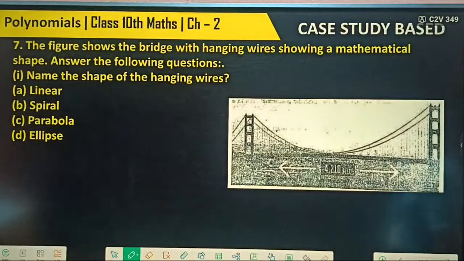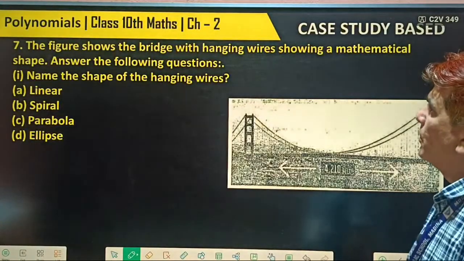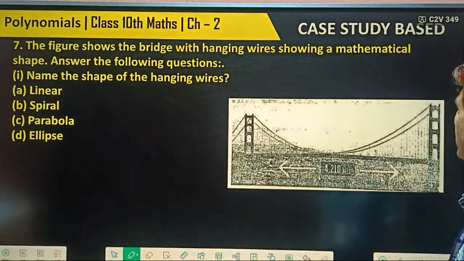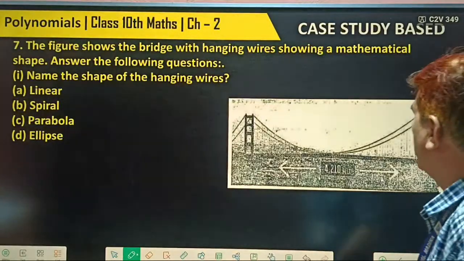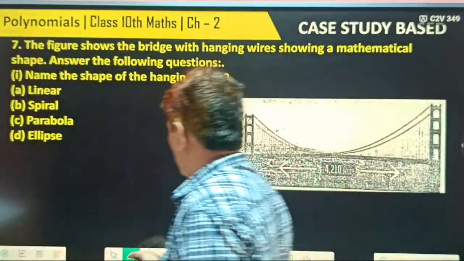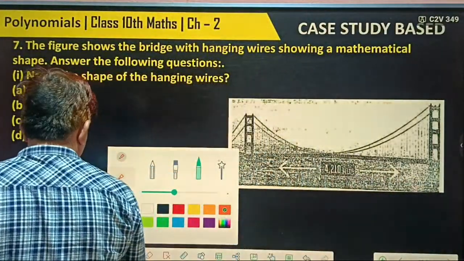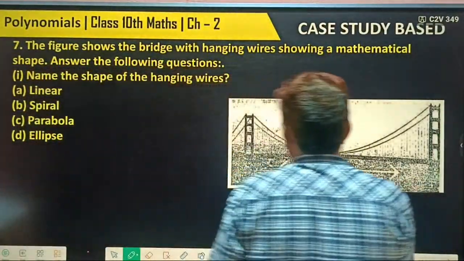One more. The figure shown is a bridge with hanging wires. Mathematically, what shape is this? Parabola. What shape is this? Parabola. Hanging like this.